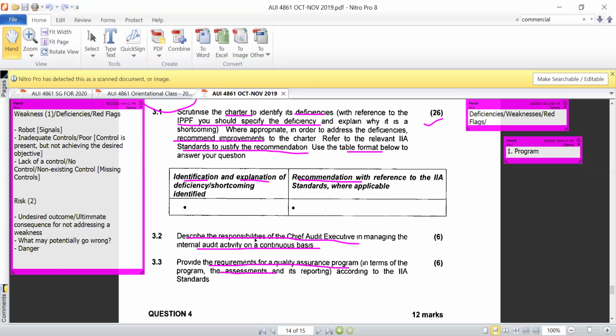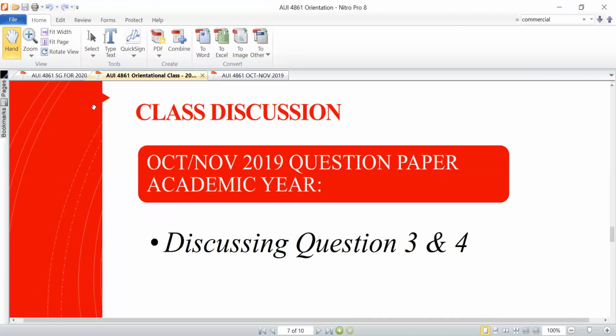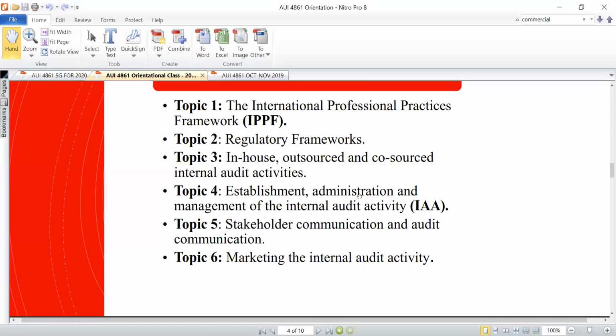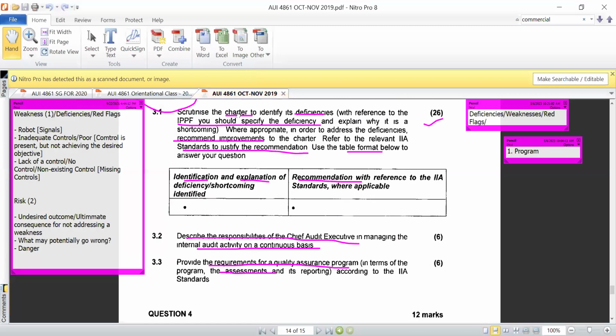Okay, 3.2: describe the responsibilities of the chief audit executive in managing the internal audit activity on a continuous basis for 6 months. It has to do with topic number 4, let me show you: establishing, administration and management of the internal audit activity. Who has the overall responsibility for this? It's obviously the chief audit executive. When I take you through topic number 4, I explain the details. I even have notes that I prepared in PowerPoint format and in PDF. But for this discussion, I will not deal with this because my focus is only on the IPPF.